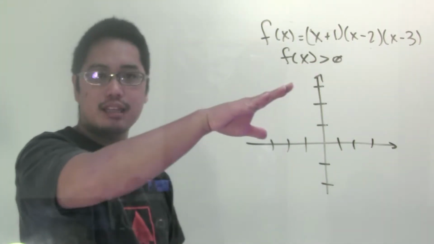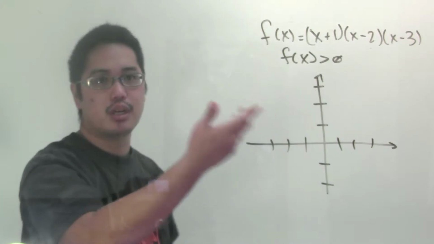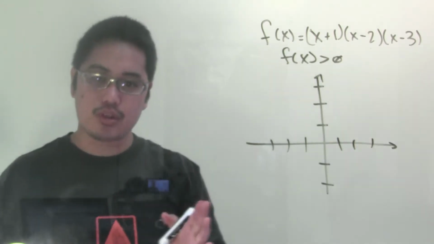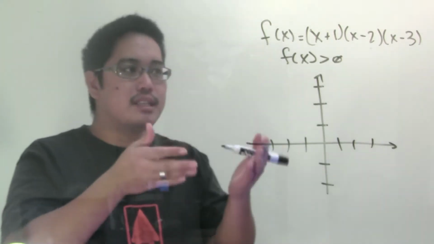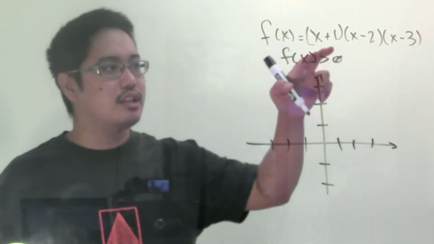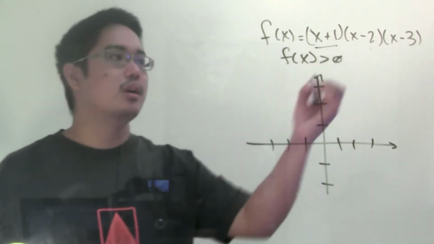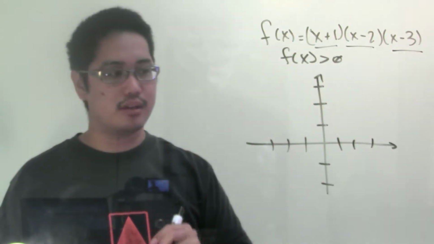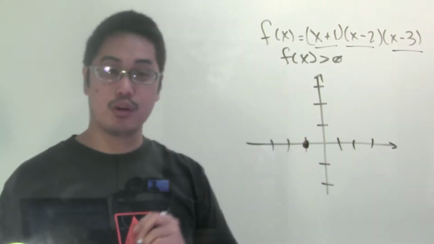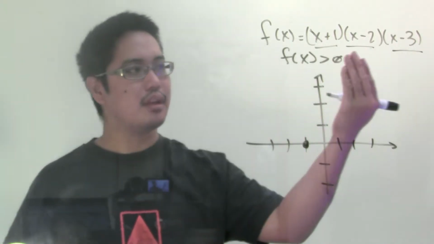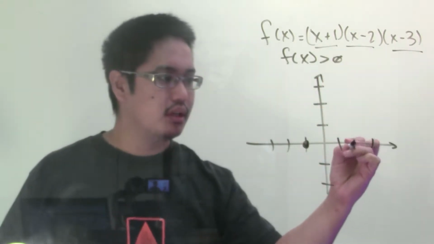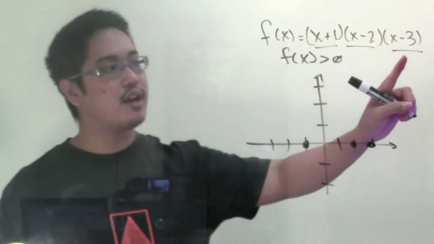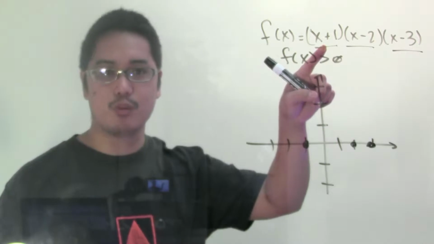What's nice about writing it like this, now this is in a special form called factored form, is it tells you exactly where the zeros of that function are. What I mean by that is, when is f of x equal to 0? Well, it's when this thing is equal to 0, or this thing is equal to 0, or this thing is equal to 0. This is equal to 0 when x equals -1. So I know x equals -1 is one of my x-intercepts. This is equal to 0 when x is equal to +2, and this is equal to 0 when x equals +3.